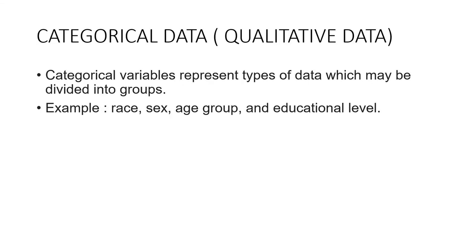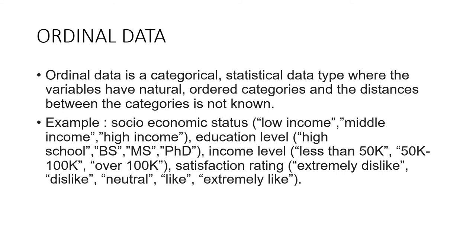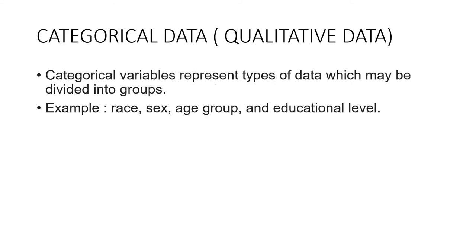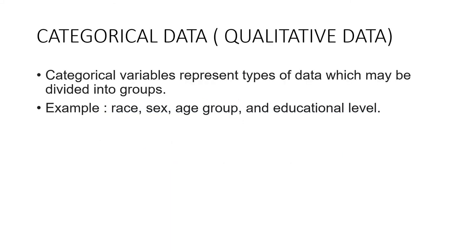See, you need to understand categorical data is classified into nominal data. Nominal data is categorical data. So next is ordinal data. This is the classification you can see here. See, categorical data is classified into nominal and ordinal. So nominal, we discussed.